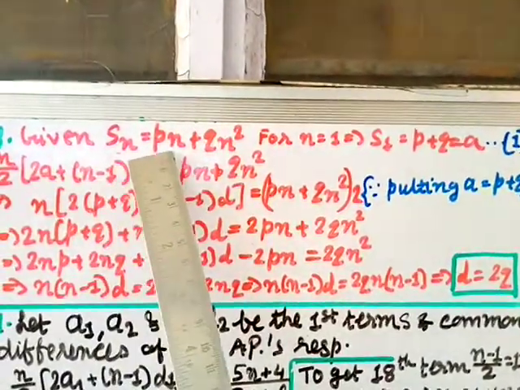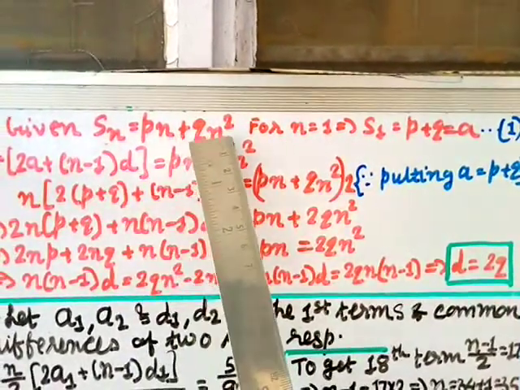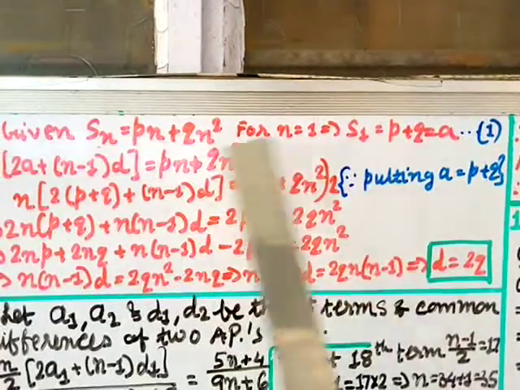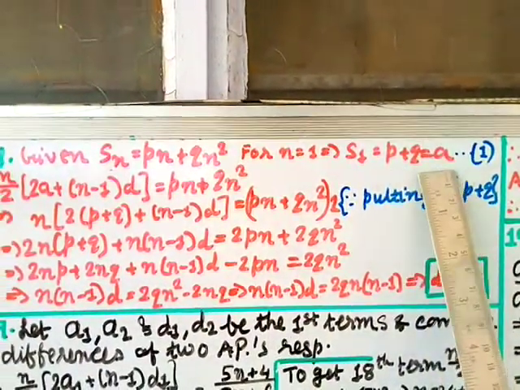Given Sn equal to Pn plus Qn square. For n equal to 1, put n equal to 1. Okay, so you will get the first term. So S1 equal to P into 1, that is P, plus Q into 1 square, that is Q, equal to a. This is the first term.